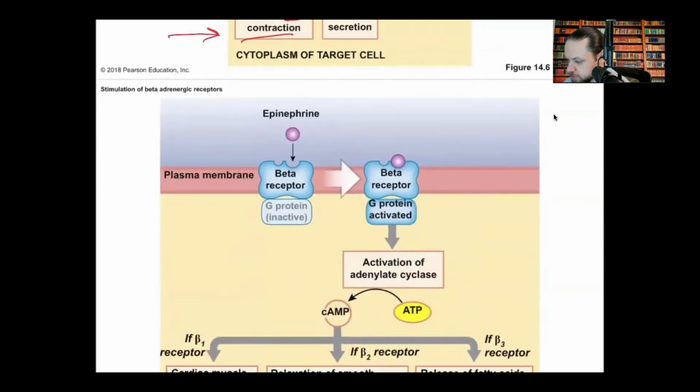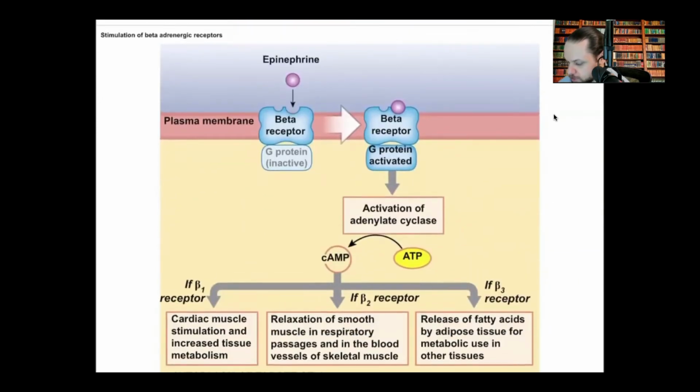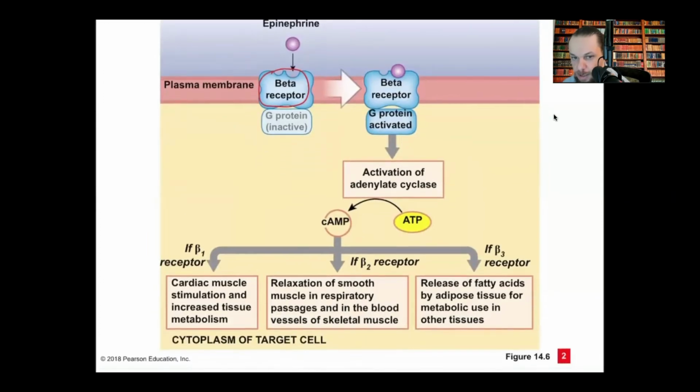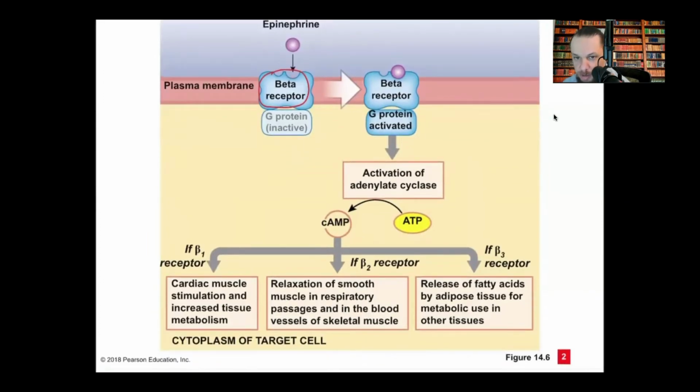So here's epinephrine coming on the beta receptors, right? You're going to have intracellular signals that's coming in. You're going to increase cyclic AMP, right, through these G protein coupled receptors. And if the receptor is stimulated on the cardiac, it's going to increase metabolism, it's going to increase the tone. Beta2 response, increase smooth muscle relaxation of the receptors, so bronchodilation.